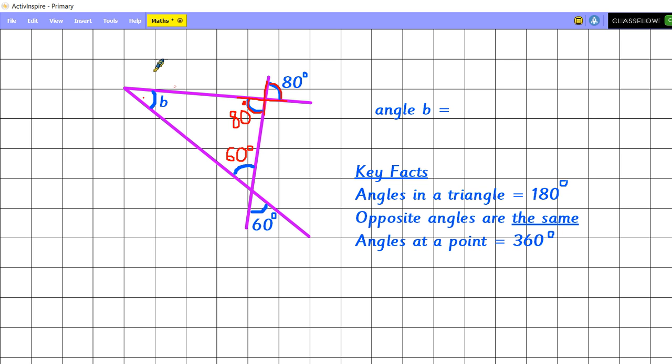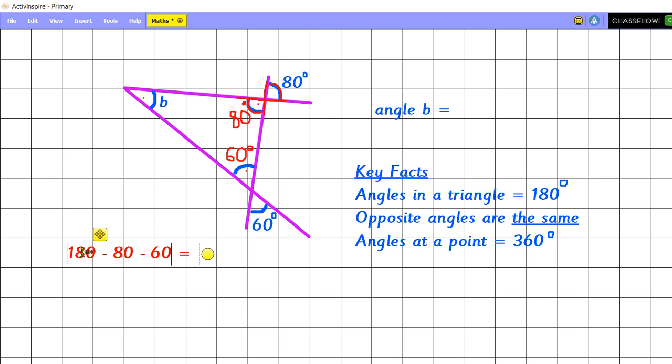So I've got 1, 2, 3 corners that should equal 180. So I need to do the calculation 180, which is the total of these angles, and I'm going to take away what I know. I know this is 60 and I know that this is 80. So I'm going to take away 60 and 80. We know that it doesn't matter which way I do it as long as I get the right answer.